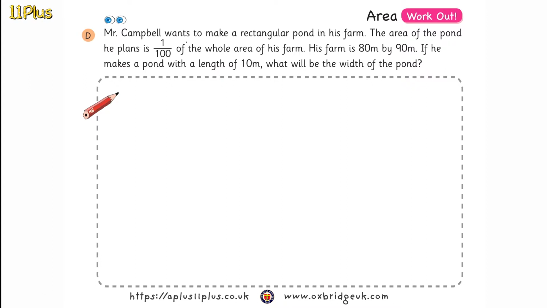Mr. Campbell wants to make a rectangular pond in his farm. The area of the pond he plans is 1/100th of the whole area of his farm. His farm is 80 meters by 90 meters. If he makes a pond with a length of 10 meters, what will be the width of the pond?